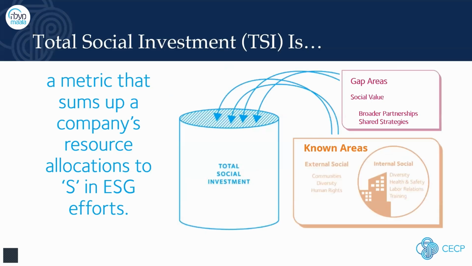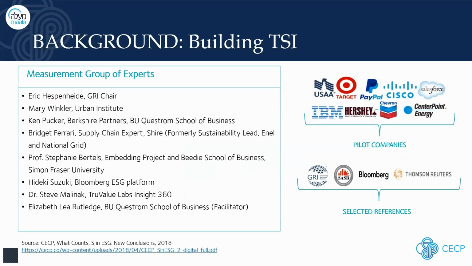Total social investment, or TSI, at its core is a quantifiable measure of how much investment a company is putting into that social S in ESG. It's an input metric, a monetary value, that sums up all resources that a company put into social good and the improvement of people. These are resources going to support both people within the company and initiatives to support the larger community. So, how did this come about?